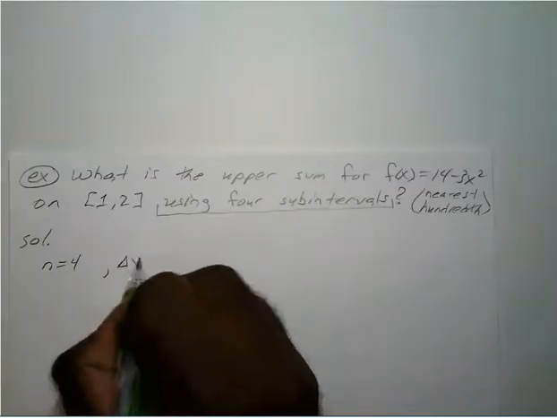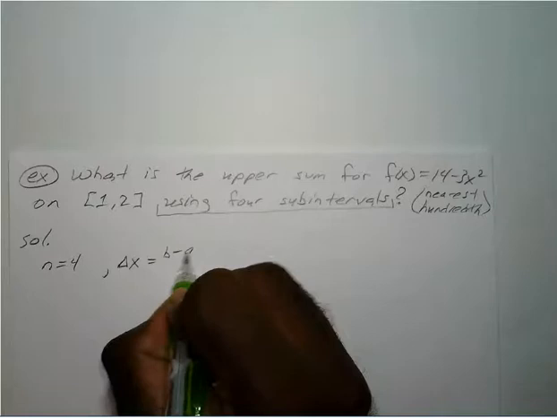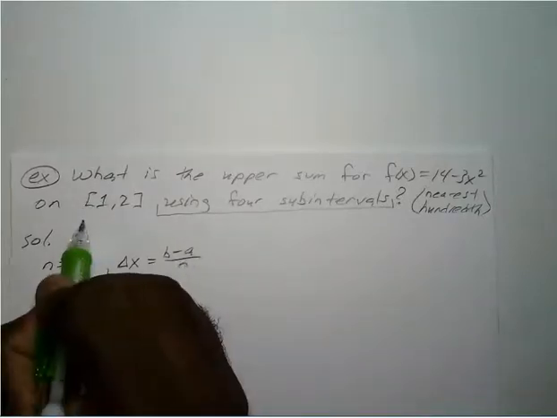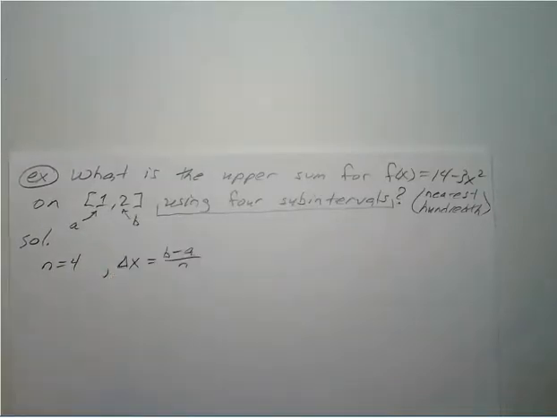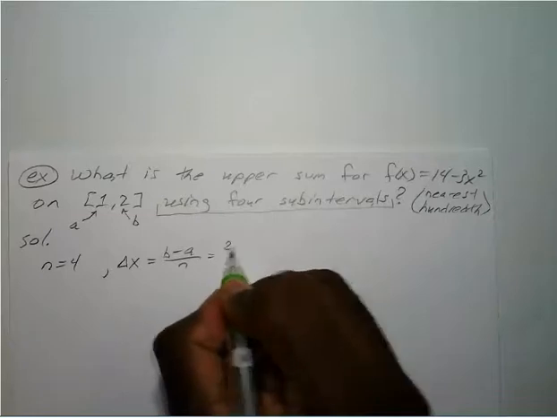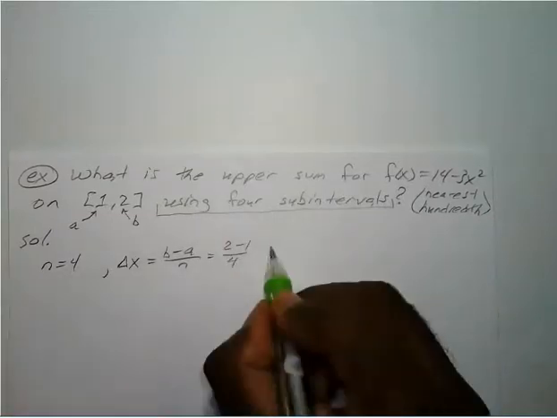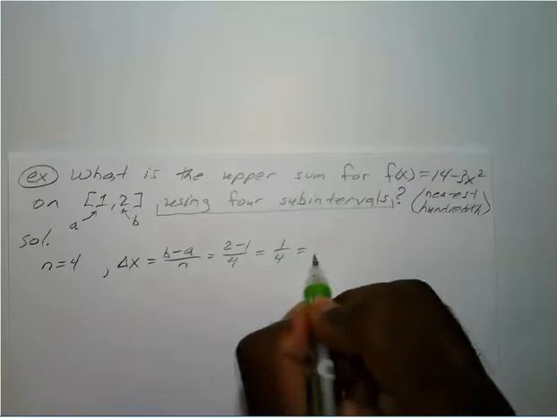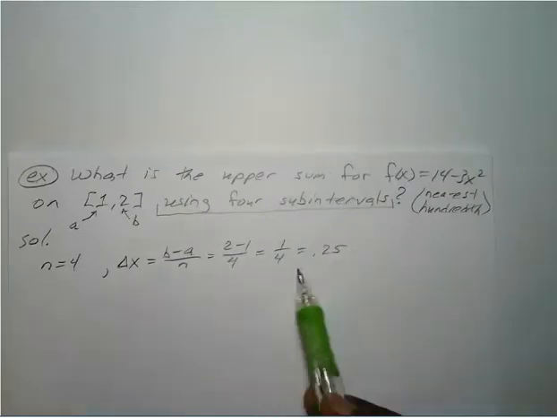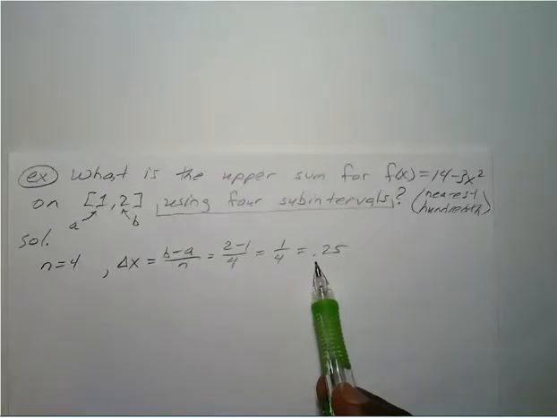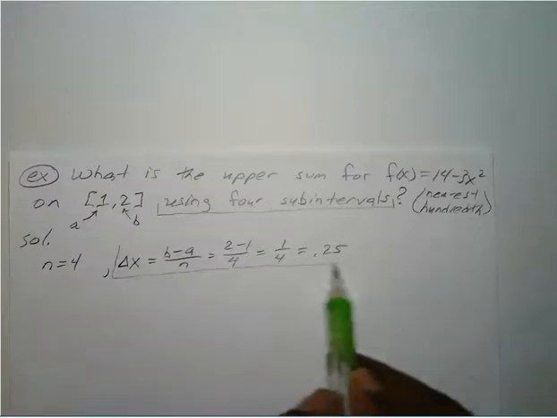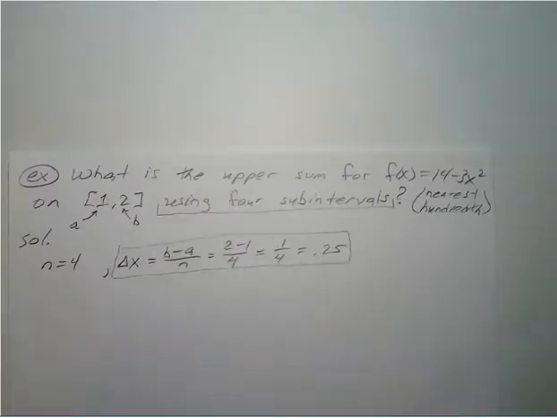Next, we find our delta x, which is b minus a divided by n. So here, your a is equal to 1, and your b is equal to 2. So that's 2 minus 1 divided by 4, which again is 1/4, which is 0.25. Again, a lot of times it'll be 0.25, but you still want to calculate it because they might throw a little different delta x in there. And you don't want to go through all of that work when all you had to do is this very simple calculation for delta x at the beginning.